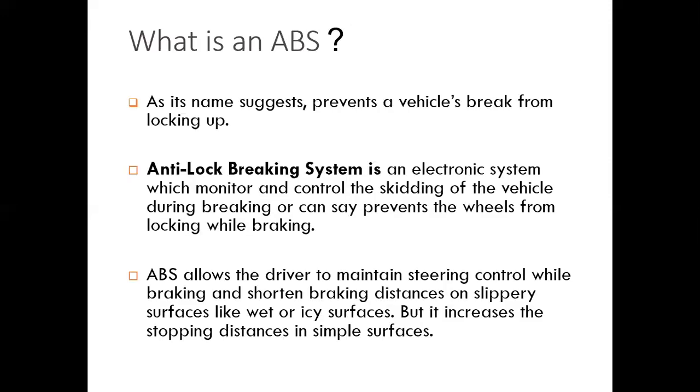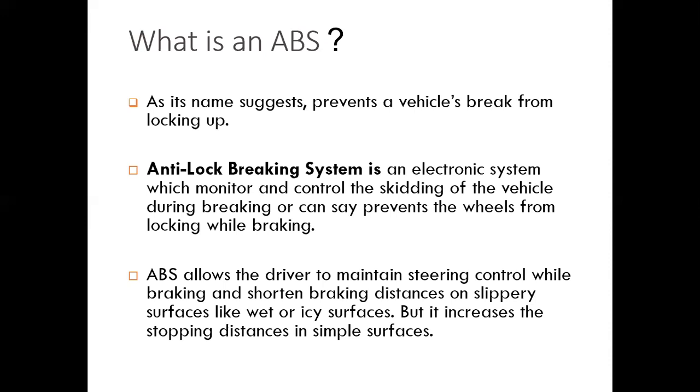Next one, ABS. As its name suggests, it prevents the vehicle brakes from locking up. That is the anti-lock braking system. In earlier cars, there were more pedals and more models for the braking system. If an accident or something happened, the brake would be locked and would not work for a particular time period. That cost was removed in this system, the anti-lock braking system.